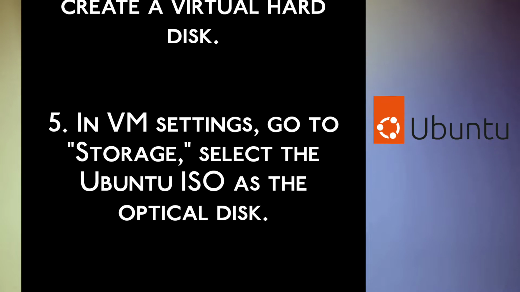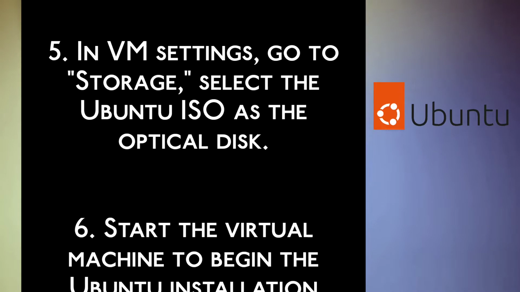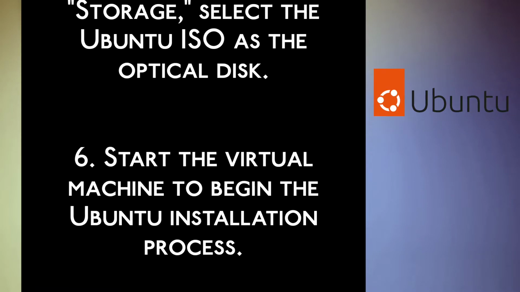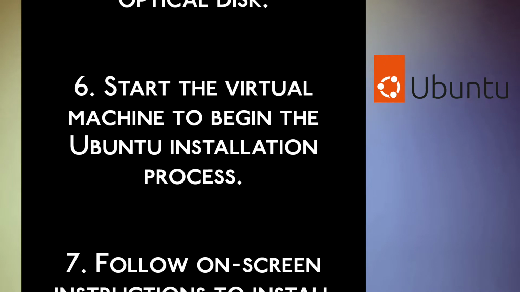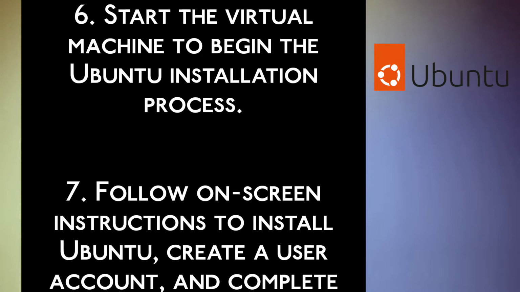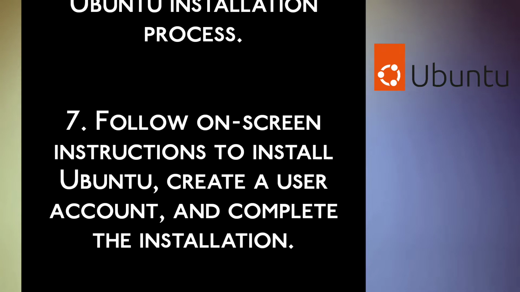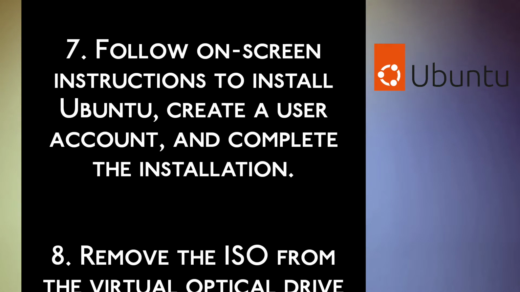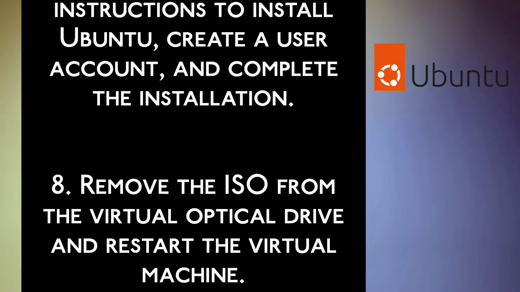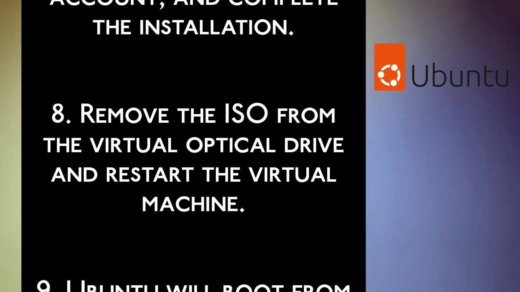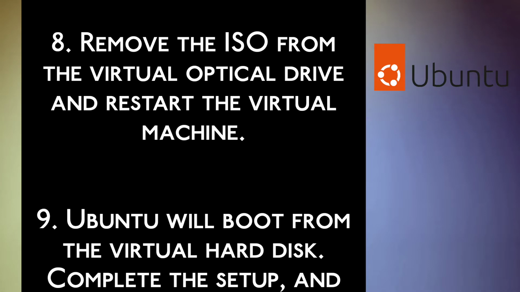Step 5. In VM settings, go to Storage, select the Ubuntu ISO as the optical disk. Step 6. Start the virtual machine to begin the Ubuntu installation process. Step 7. Follow on-screen instructions to install Ubuntu, create a user account, and complete the installation. Step 8. Remove the ISO from the virtual optical drive and restart the virtual machine.